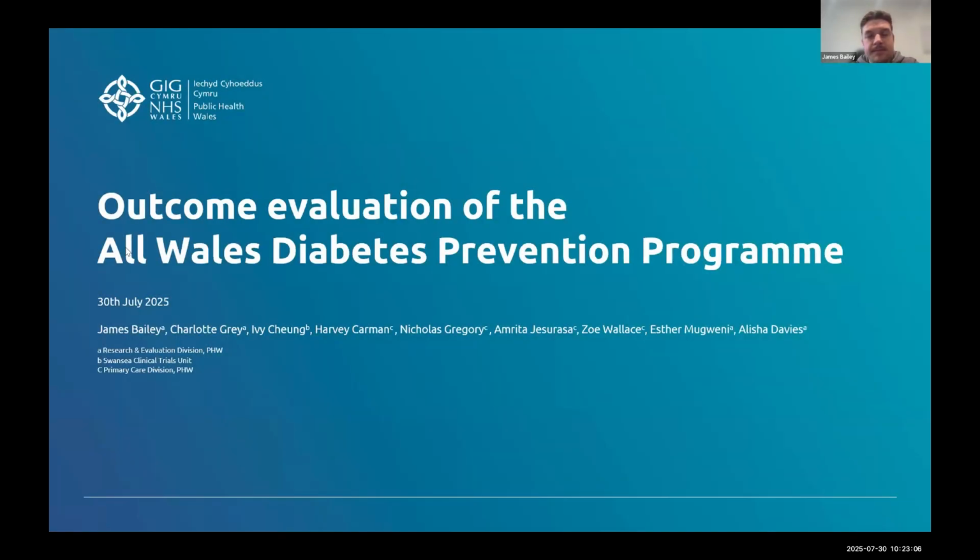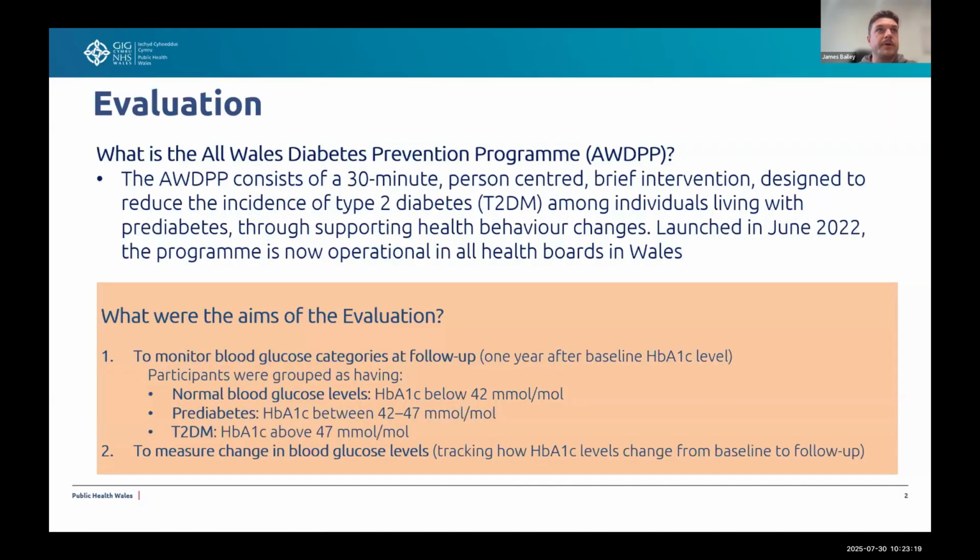So I'm going to go over a study we recently did in Public Health Wales, which is looking at the outcomes of an intervention called the All Wales Diabetes Prevention Programme. This programme attempts to identify those who are pre-diabetic within Wales, and that's determined through an indicator called HbA1c, derived from a blood test. Those who are pre-diabetic are identified as being at risk of developing type 2 diabetes.